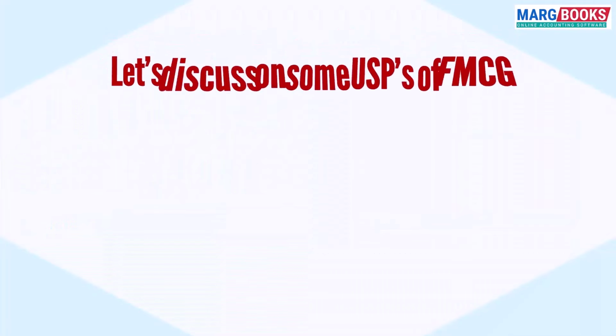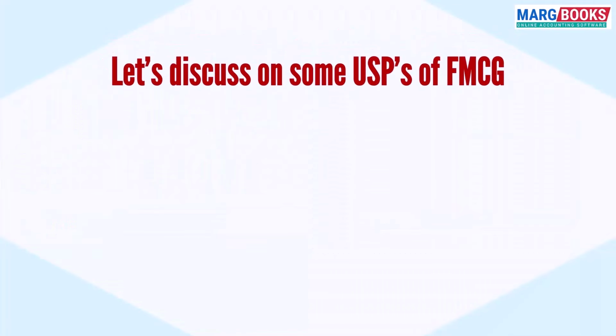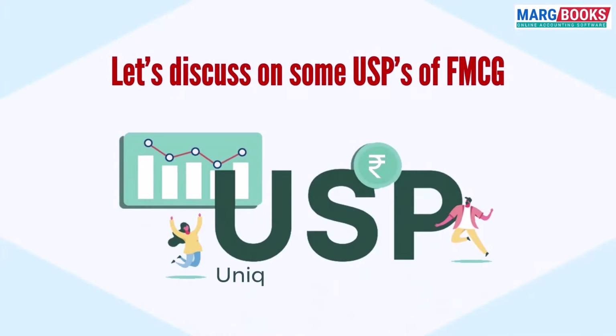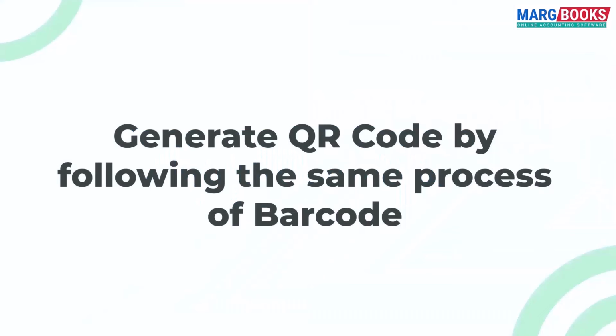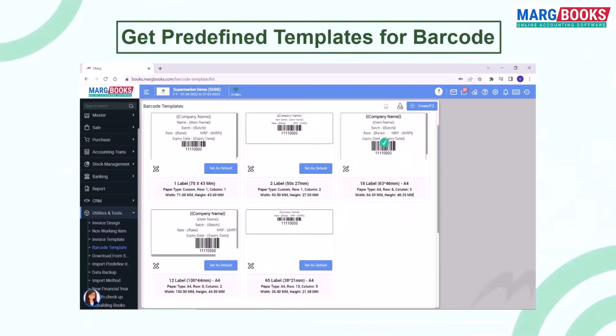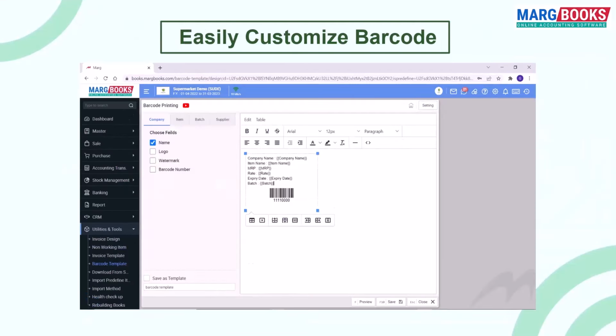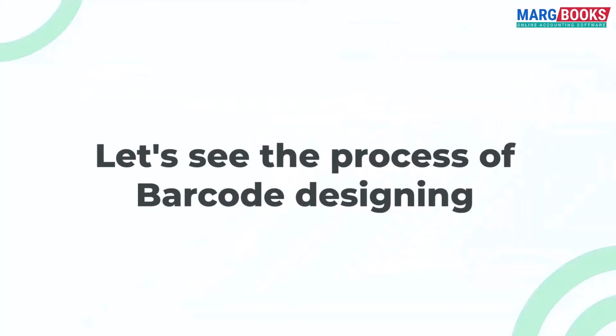After this, let's now discuss the unique selling points of FMCG in MargBooks. First, let's talk about the barcode designing process. The process of barcode designing which you are going to see in the video, in the same way, you can also generate QR codes. In MargBooks, you have predefined barcode templates that you can customize according to your requirements, and you can also create new barcodes. Let's now see the process of designing a barcode.